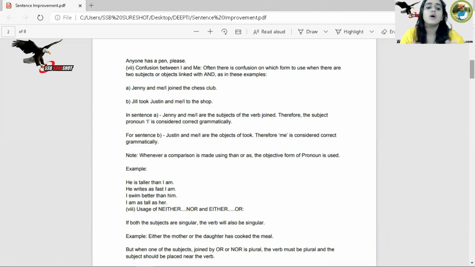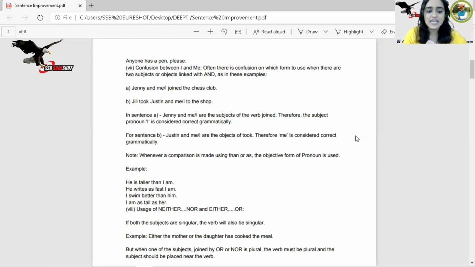Now let us look at one of the most important and most questioned rules. Confusion between I and me. Often there's a confusion on which form to use when there are two subjects or objects linked with and, as in these examples. Jenny and me / I joined the chess club. Jill took Justin and me / I to the shop.